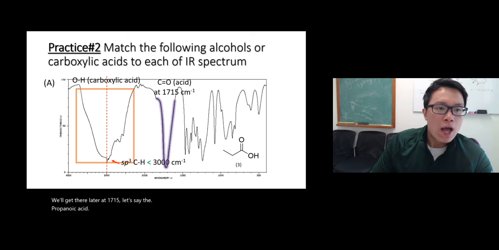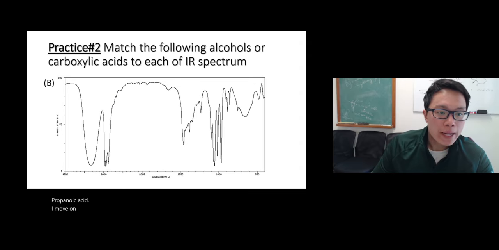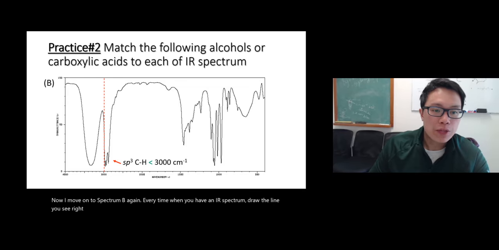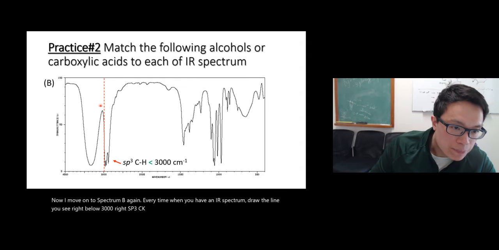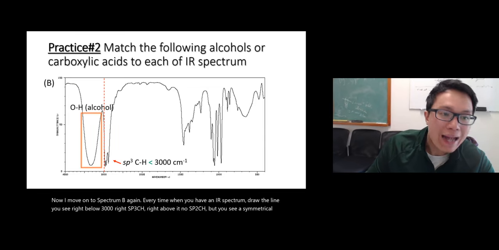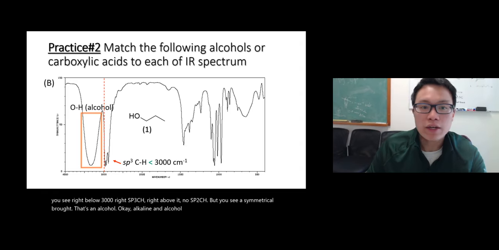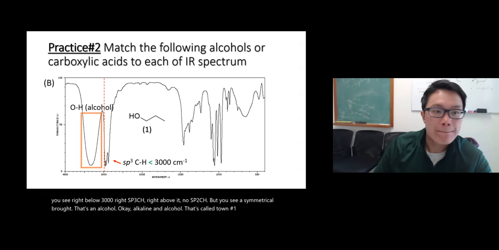Move on to spectrum B. Again, every time you have an IR spectrum, draw the line. You see right below 3000, no sp3 CH. Right above it, no sp2 CH. But you see symmetrical broad. That's an alcohol. Alkane and alcohol, that's compound number one.